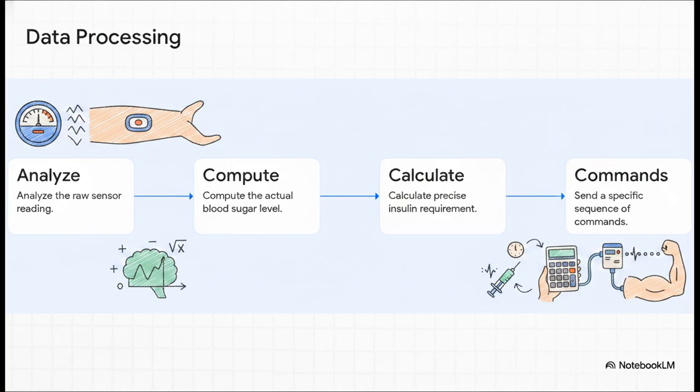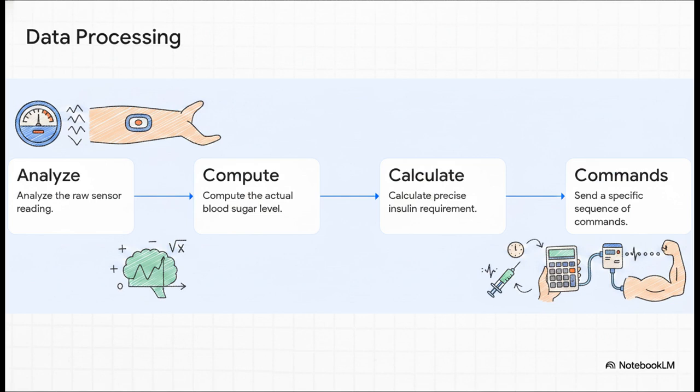So, how does the software actually process this information? Well, the program utilizes a strict sequential activity model. It's very logical. Step 1, it analyzes the raw reading coming in from that blood sensor. Step 2, it computes the actual blood sugar level based on that reading. Step 3, it calculates the precise insulin requirement by looking at the current reading, comparing it to previous readings, and determining the rate of change.